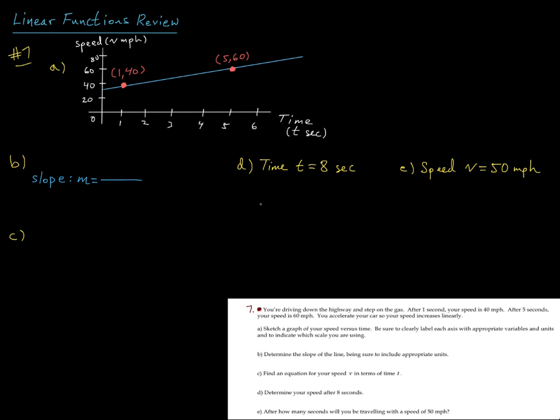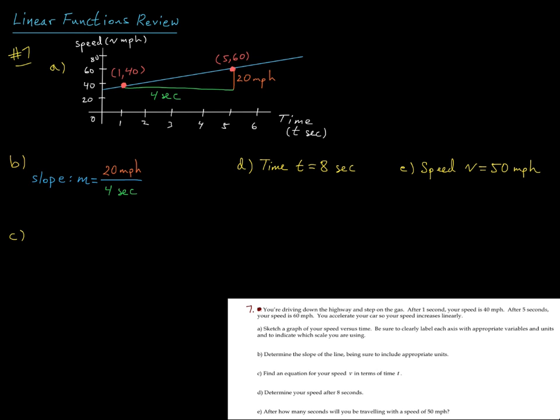All right, part B says to determine the slope of the line, being sure to include appropriate units. So I want the rise and the run. So as I go from this point (1, 40) to the point (5, 60), okay, my time is increasing from 1 to 5, so that's a change of 4 seconds. This is our run. And then the rise here, the vertical change, we're going from 40 miles an hour to 60 miles an hour, so that's a change of 20 miles per hour.